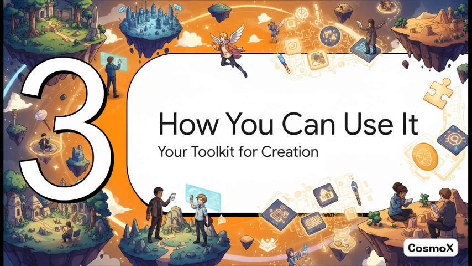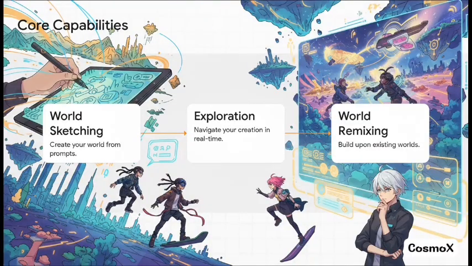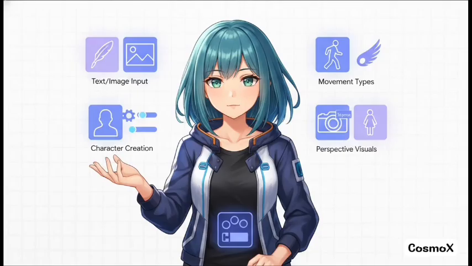Okay, so that's the theory behind it. But what does it actually feel like to use this thing? Let's take a look at the creator's toolkit. The whole experience really breaks down into three main parts. First up is world sketching, where you lay out your idea with prompts. Next is world exploration, where you literally jump in and navigate your creation, while the AI builds it around you. And finally, there's world remixing, which lets you find a world someone else made and put your own spin on it. And the amount of control you get right from the beginning is just wild.